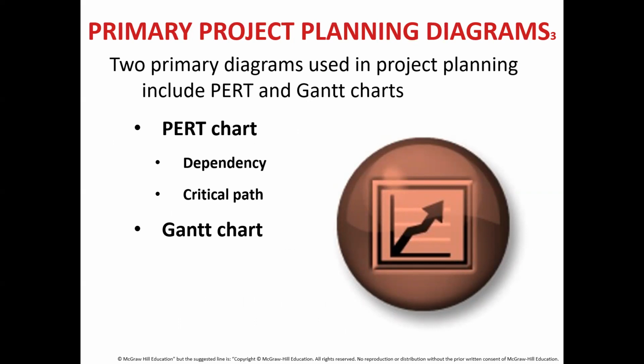A dependency is a logical relationship between the project tasks or between a project task and a milestone. A critical path is a path from the start to the finish that passes through all the tasks that are critical to completing the project in the shortest amount of time. The next diagram is a Gantt chart. A Gantt chart is a simple bar chart that depicts project tasks against a calendar.